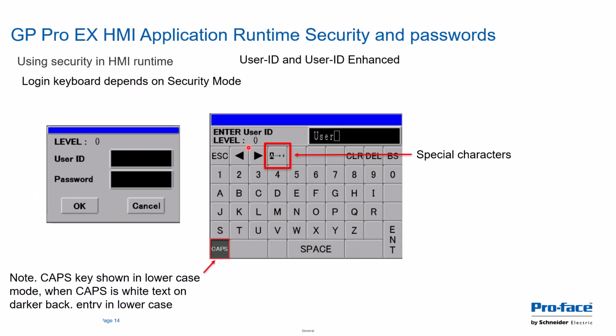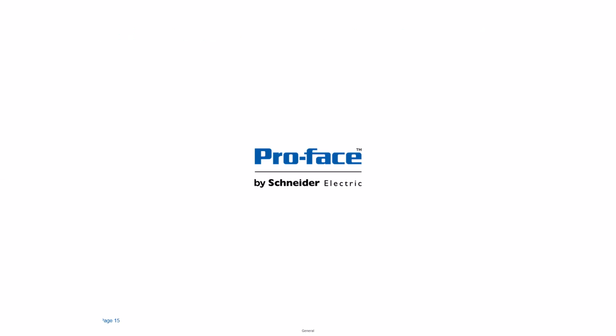This is what the login sequence looks like when we're in user ID enhanced mode. I pop open my user ID and password, but then the keyboard looks like this. Again, I still have this caps button behavior. It's exactly the same. It's opposite. So right now it's in lowercase mode. And then you have a key that takes you to the special characters. Okay, so now I'm going to show you what this all looks like live in a live remote HMI.